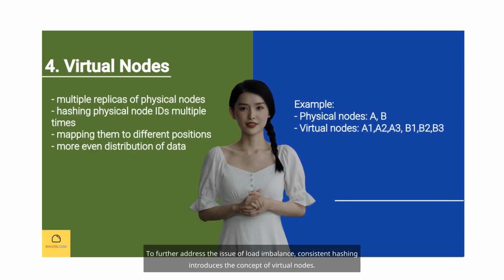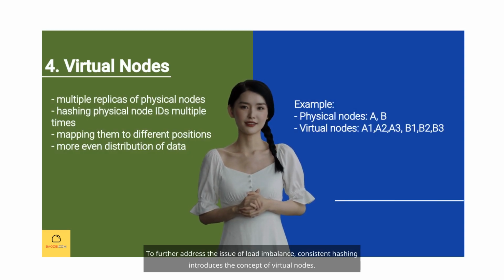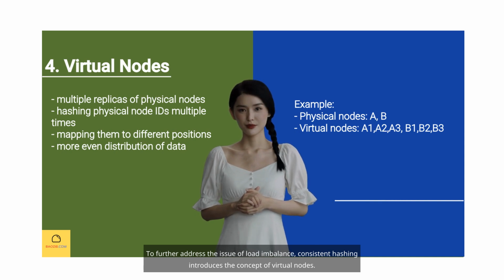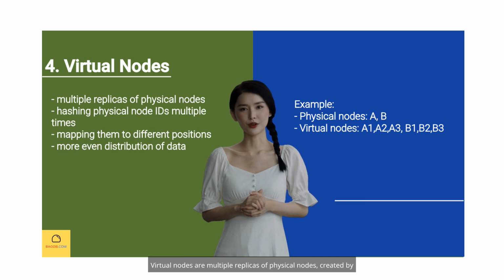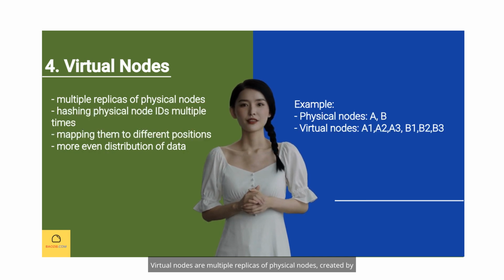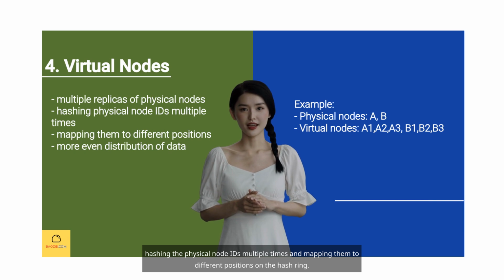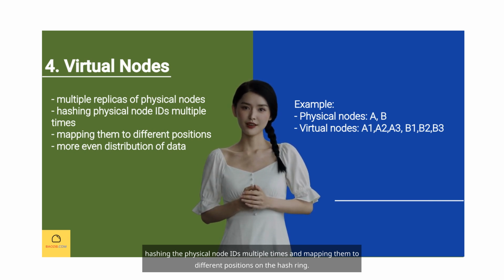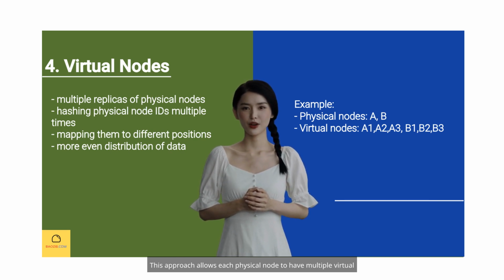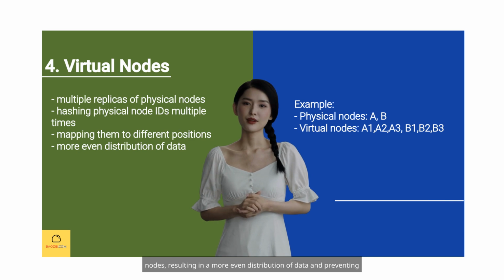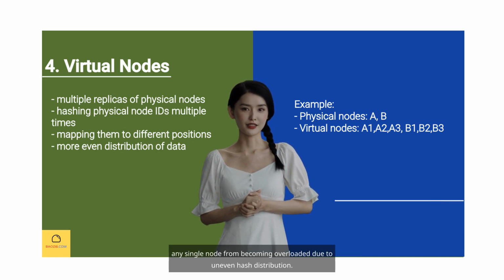To further address the issue of load imbalance, consistent hashing introduces the concept of virtual nodes. Virtual nodes are multiple replicas of physical nodes, created by hashing the physical node IDs multiple times and mapping them to different positions on the hash ring. This approach allows each physical node to have multiple virtual nodes, resulting in a more even distribution of data and preventing any single node from becoming overloaded due to uneven hash distribution.